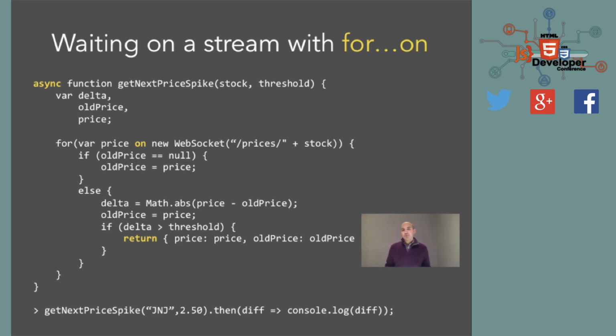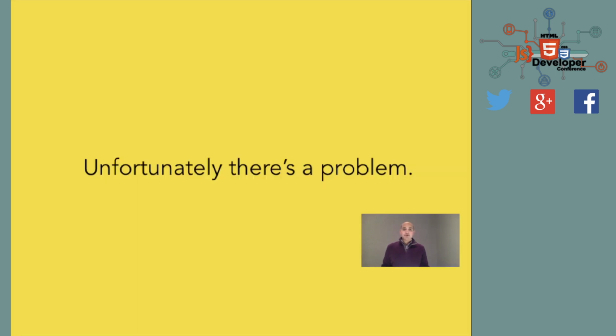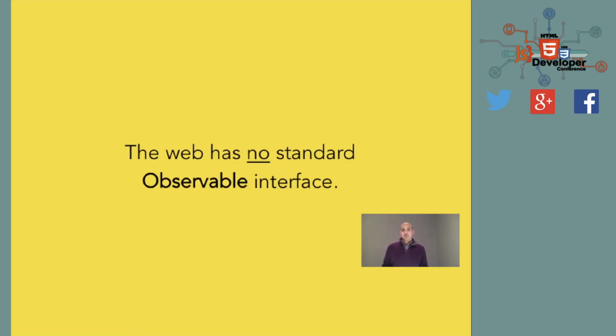Now, there's only one problem with that, which is that there currently is no observable data structure for the web. The web has so many different push data sources, but there's no common interface. Notice that in ES6, we introduced a common interface called iterable, but currently there's no common interface for observables.